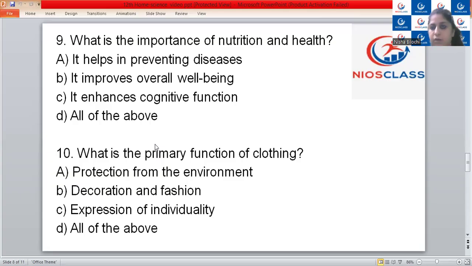Yeah, very, very important. Clothing, food, shelter. These are the 3 basic needs, right, of a human being. So protection from the environment, decoration and fashion, expression of individuality. The fourth one is all of the above. Again, we'll go with option number 4, all of the above, because it definitely protects us. It is a step for fashion. It is there for the fashion as well. And it is the expression of individuality, right? So option number D. Question number 10, option number D.